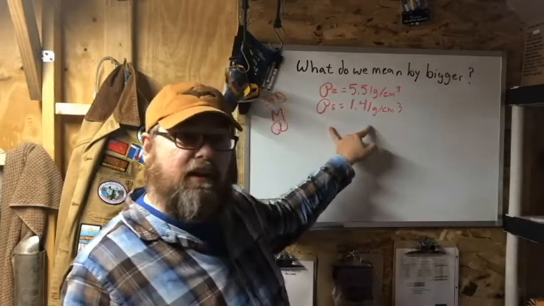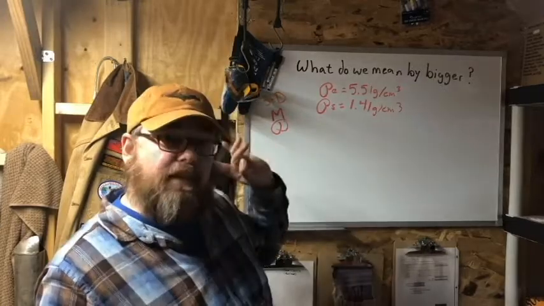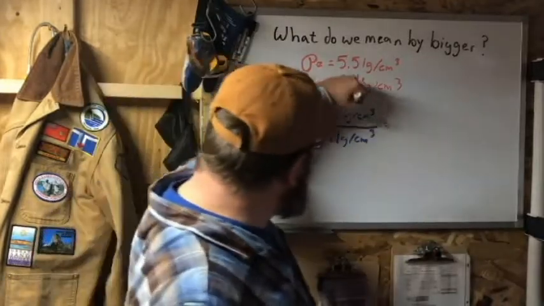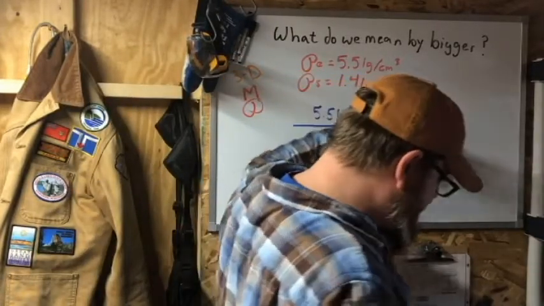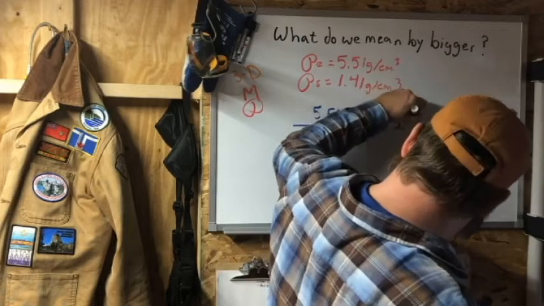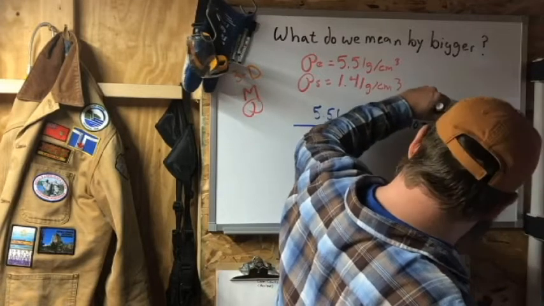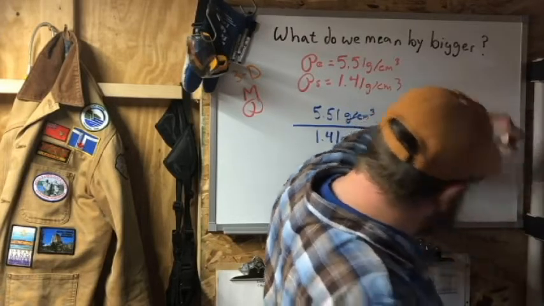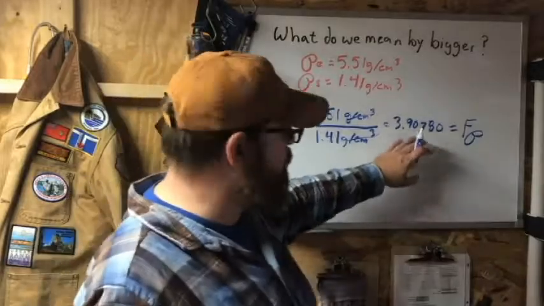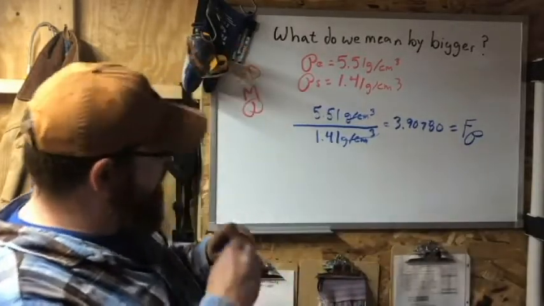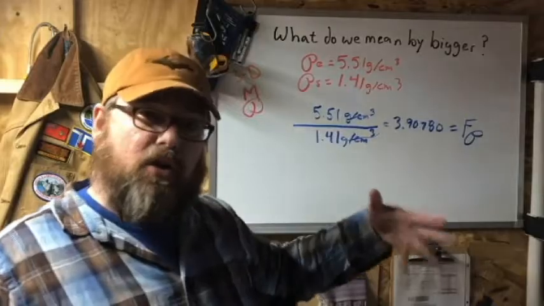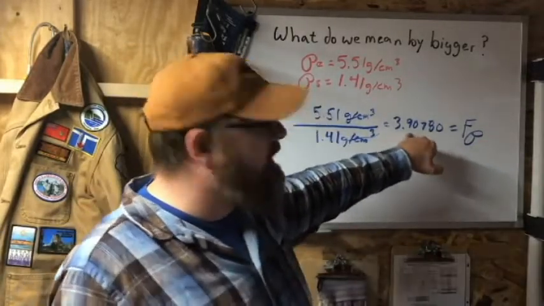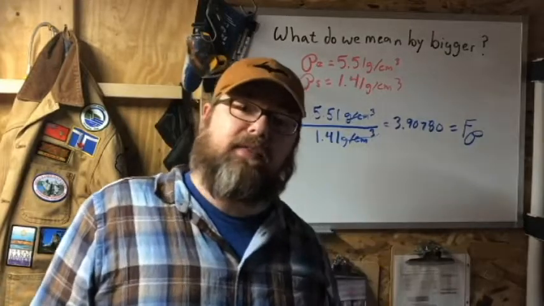So we're going to use density here instead of the actual mass in kilograms. So we divide our two, these cancel, and what we end up getting is 3.90780, which is equal to our factor density in this case. Right, so we're going to be working with this number now. As you can see, what this tells us is the Earth on average, for what that's worth, is about 3.9 times more dense than the Sun.